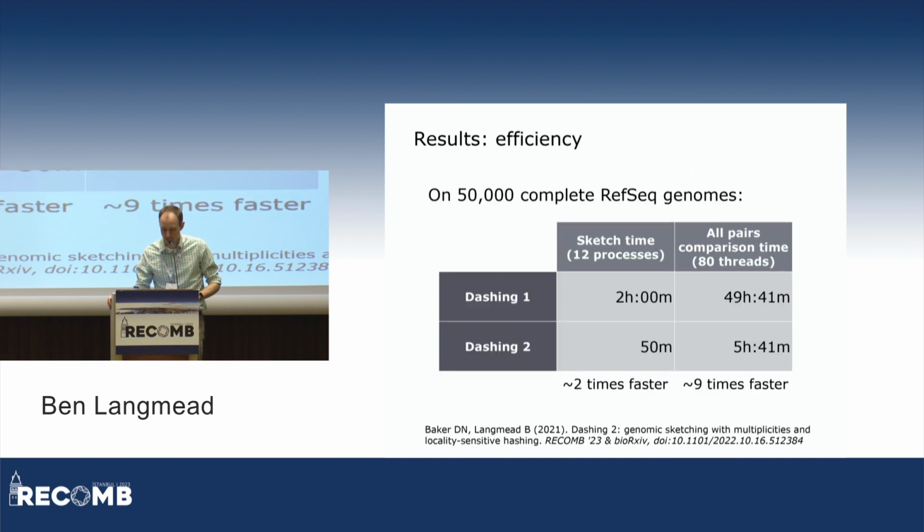Also compared to Dashing 1, the sketching time and in particular, the time required to do all pairs comparisons for the Jaccard similarity estimate are both much faster. The sketching time being faster probably due to early stopping, and the all pairs comparison time being simpler probably because of the simplicity of that Jaccard estimator.